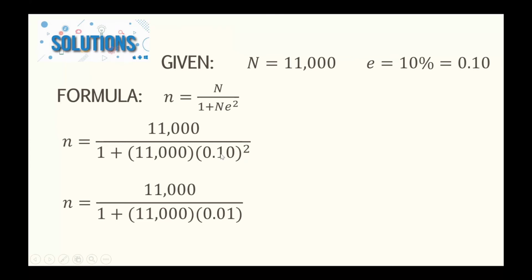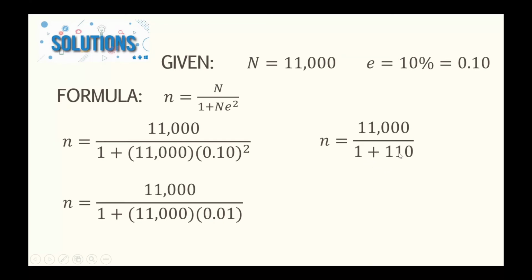So first is to square 0.10. 0.10 squared or in other form, that is 0.10 times 0.10. In your calculator, that would be 0.01. And the rest, just copy. Kasi mano-mano kang nagko-compute kung wala kang scientific calculator. Next is to multiply 0.01 to 11,000. That is 110. And then you have the constant here, 1, and yung population size mo na nasa taas. Yung ginagalaw pa lang natin, yung denominator na katabi ng 1.